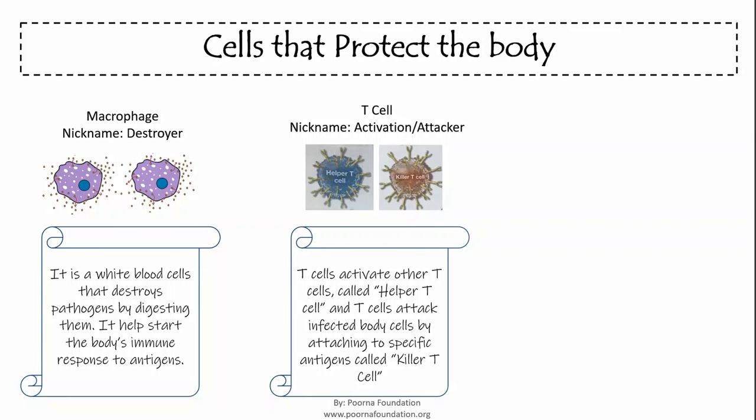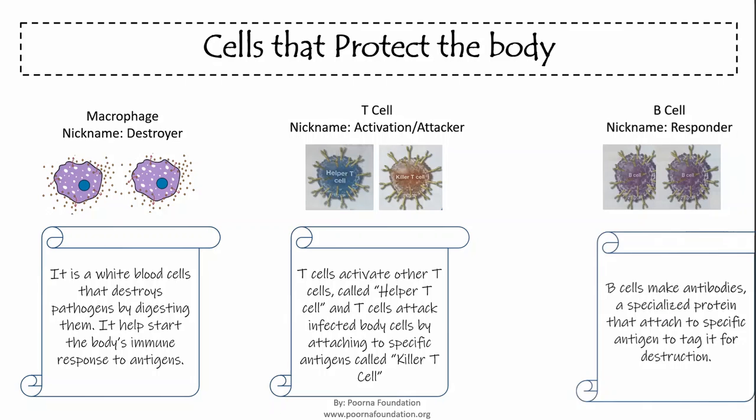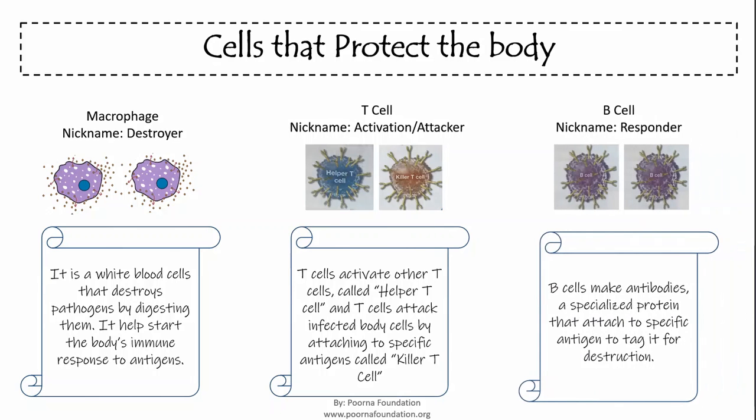Then the B cell, which is also in the adaptive immune response, has antibodies that it makes, which is a specialized protein that attaches to specific antigens to tag it for destruction and clump it together so that the macrophage can destroy it.